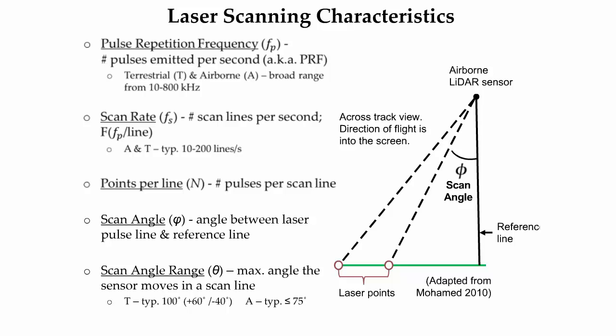The scan angle, phi, is the angle between the laser pulse line and the reference line. In the airborne case, the reference line is usually the nadir line from the aircraft directly downward to the ground as shown in the graphic. The scan angle range, theta, is the maximum angle the sensor moves in a scan line. Maintaining a given altitude and changing the scan angle range will affect the size of the swath width on the ground. Terrestrial scanners typically have a greater scan angle range than airborne scanners.